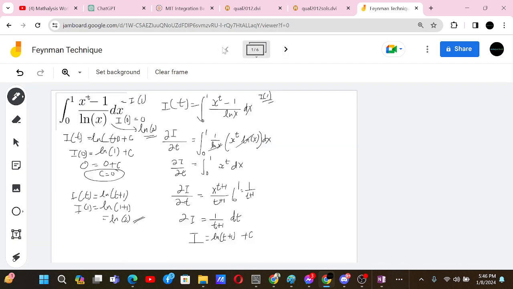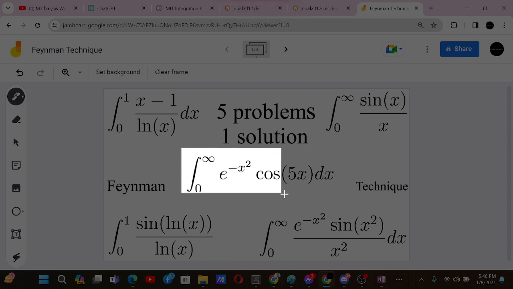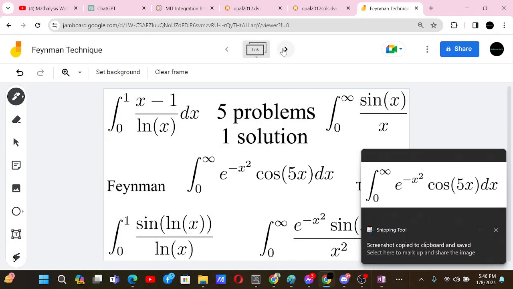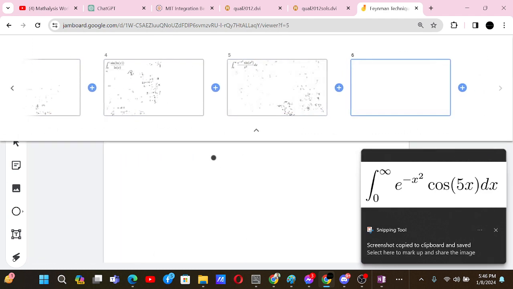Now let's go to the last integral, which is awesome. This is from the black pen, red pen, and this is awesome.